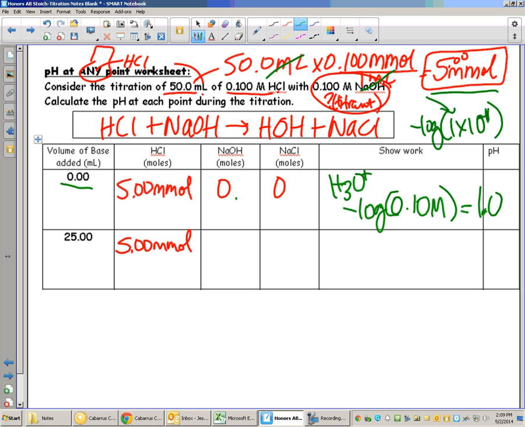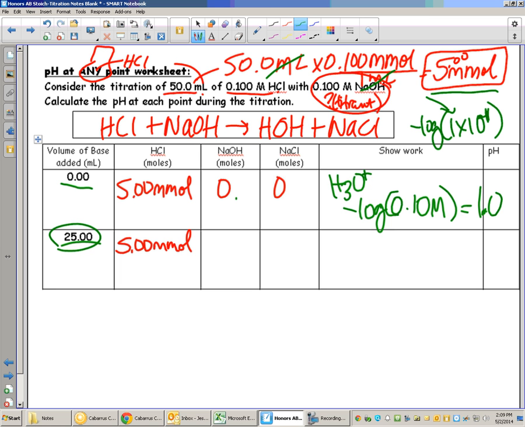That's good. Now, what if we add 25 milliliters of base? I haven't changed my acid at all. It's still 5. So you can draw a line all the way through that column. It's going to be 5.0 millimoles the whole entire time. You're not adding any acid in this titration. You're only incrementally adding base. Then you add 25 milliliters.